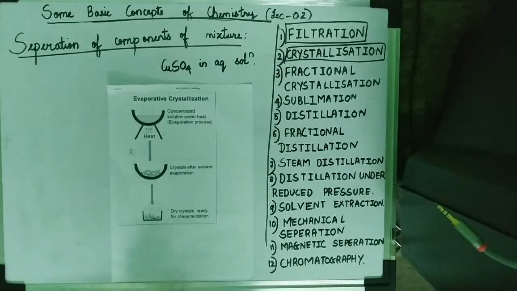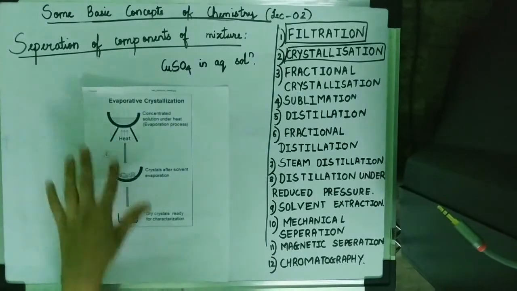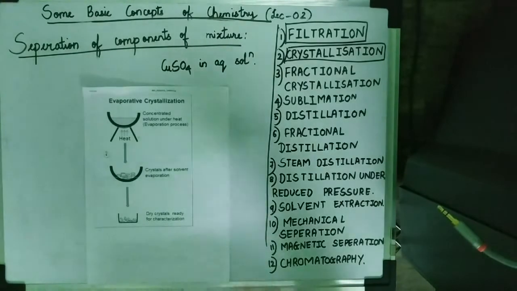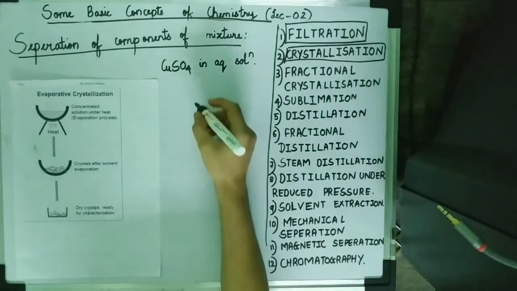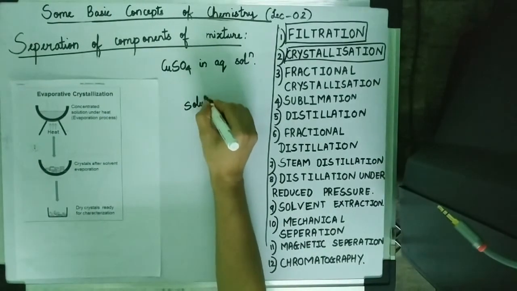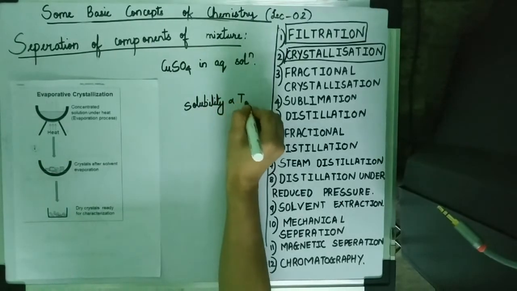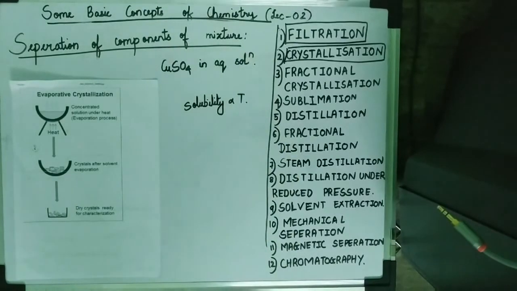Okay. The other method that we can use is, rather than evaporating the complete solvent, we can just heat the mixture. By heating the mixture, the solubility of the solute increases. So solubility is directly proportional to temperature. If solubility is directly proportional to temperature, the more the temperature, the more the solubility of the substance. So if it is soluble, then the insoluble impurities will be present in the substance.